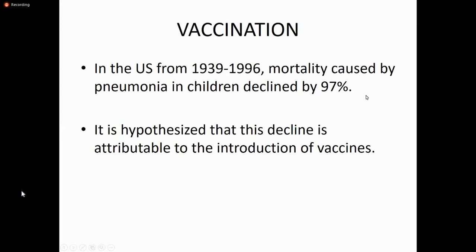Now, vaccination is very, very important. We know that the pneumococcal vaccine is given at 6, 10, and 14 weeks. In the US, it was found that mortality caused by pneumonia in children declined by 97% with the help of vaccination, and it is hypothesized that this decline was attributable to the introduction of the vaccine. Unfortunately, a lot of children in our part of the world are partially vaccinated or unvaccinated. So we can see that it is a vaccine-preventable disease. If they give the vaccine, there are a lot of chances that this disease can be prevented, right? So the pneumococcal vaccine should be given to all children according to the EPI program.